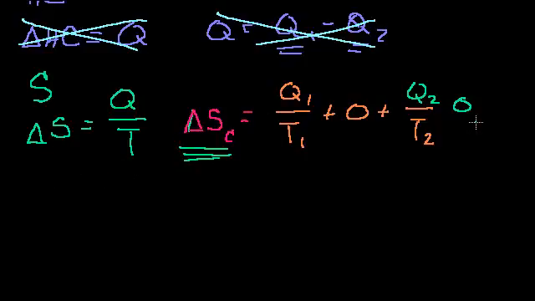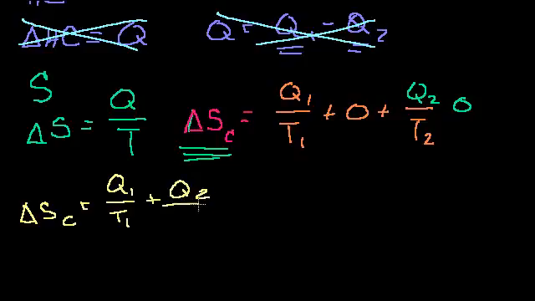So let's figure out what this value is, our change in our mystical new candidate state variable, S, as we go around the Carnot cycle. It is equal to Q1 over T1 plus Q2 over T2. We'll see Q2 is negative. So what is Q1?